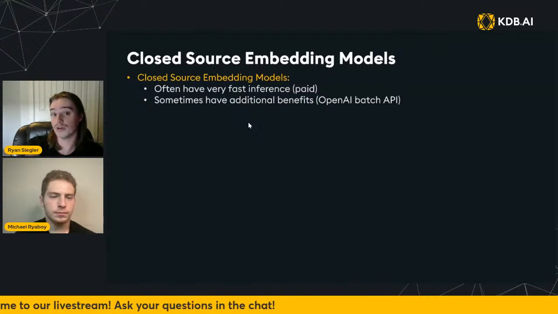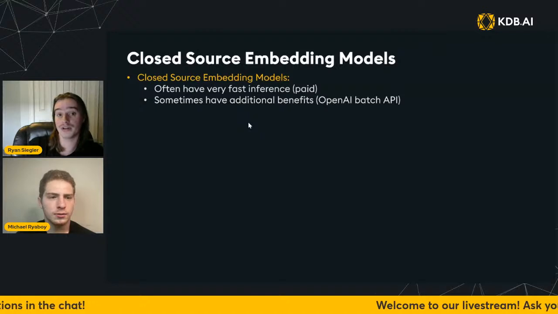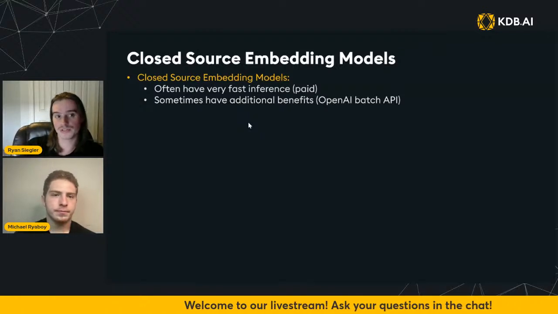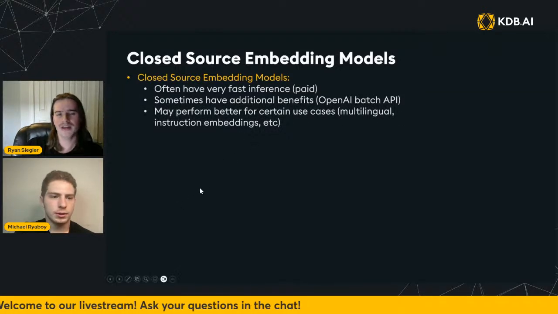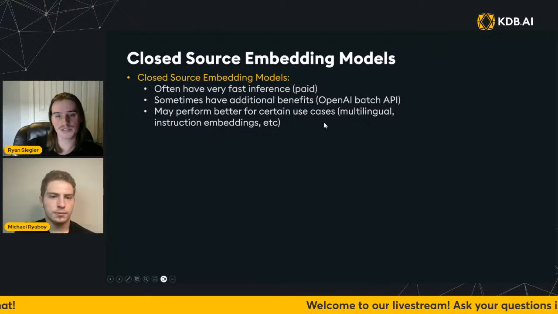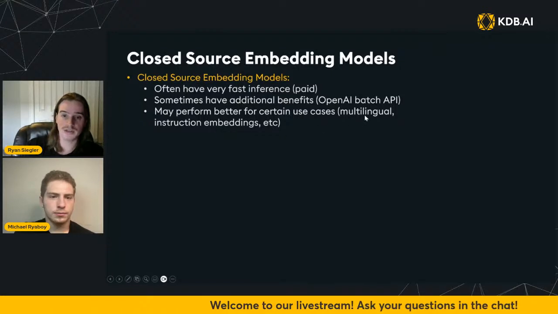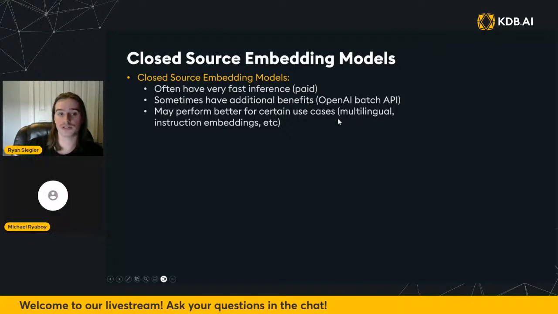Like, for example, OpenAI has the ability to take your embeddings and shorten them. So you're going to trade off accuracy for memory in that case, but some of the closed source ones have that additional capability. And oftentimes the closed source models are going to have better out of the box performance, especially for certain use cases like multilingual, where you can have certain embedding models that can understand like 100+ languages.